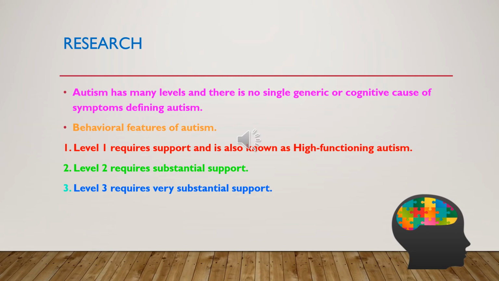And then the very last level requires very substantial support. This is the most severe from the autism spectrum disorder. Kids at this level experience levels 1 and 2, but at a more severe rate. The problems communicating verbally and non-verbally can result in severe difficulty functioning, dealing with change, and or interacting socially.